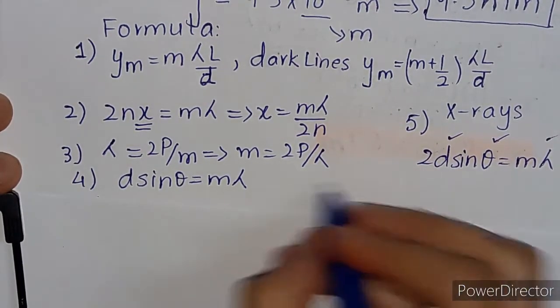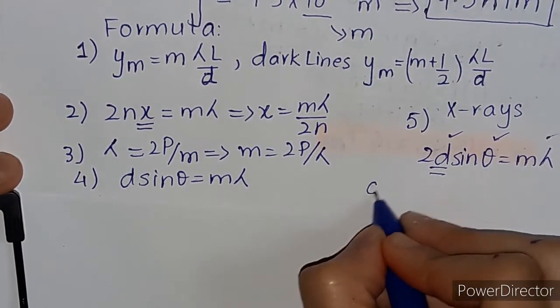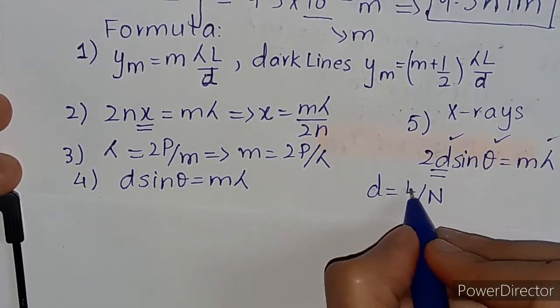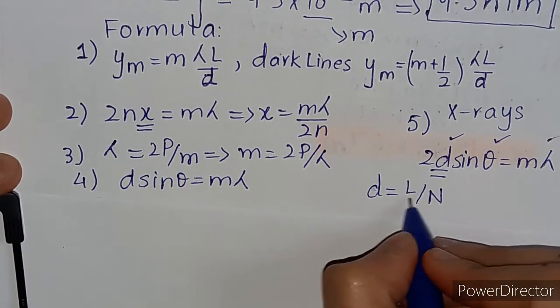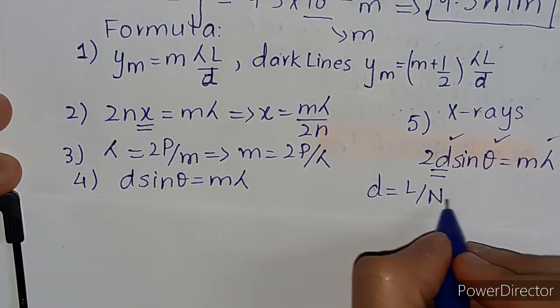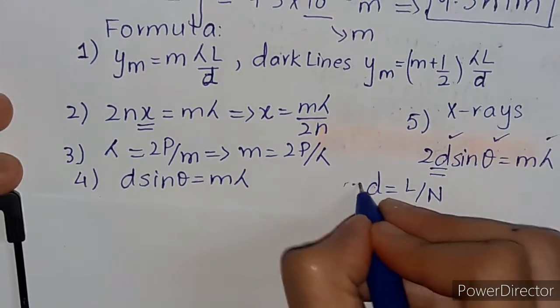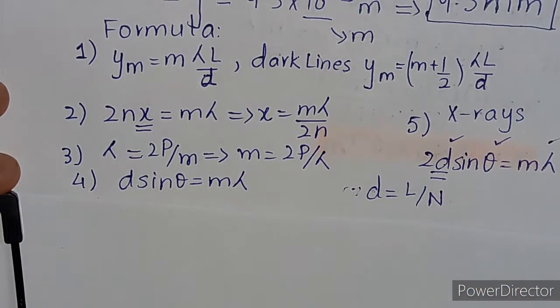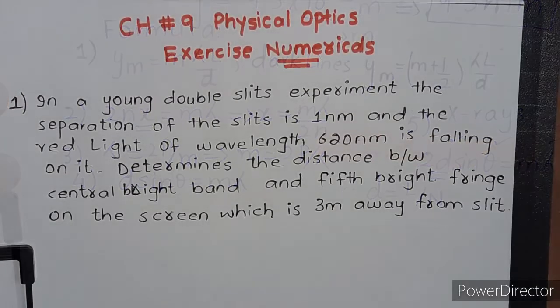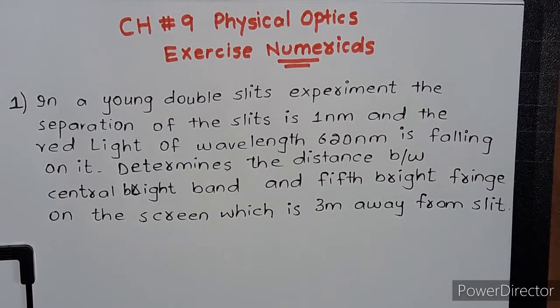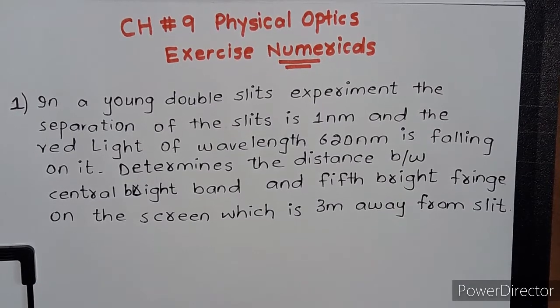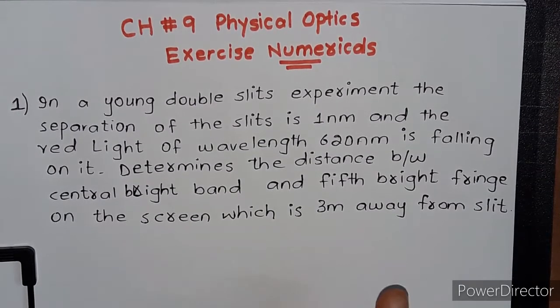And remember, when d is not given, we can put d is equal to L divided by n. The values of L and n would be given. So this is important to remember: the formulas of chapter number 9, physical optics. Now moving towards the exercise numericals of this chapter. From the exercise, all questions are included in the reduced syllabus. We have 9 numerical problems in this chapter.